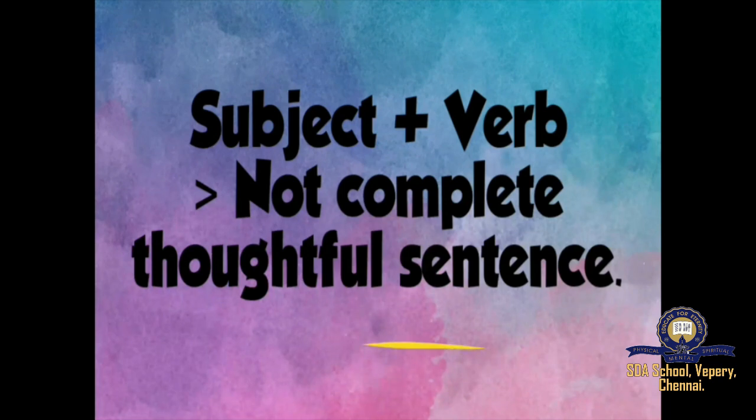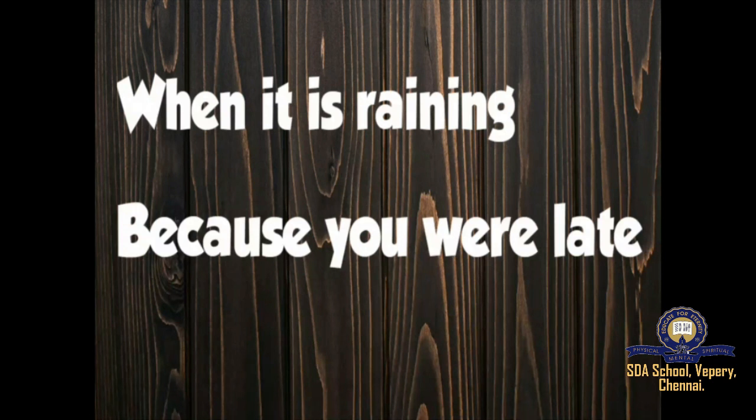Let's see some examples. When it is raining. Because you were late. In the first sentence we have the subject when and the predicate it is raining. Likewise, in the second sentence, because is the subject and you were late is the predicate. So both sentences contain a subject and predicate. But see whether the sentence has a complete thought. When it is raining, does it give any meaning? Likewise, because you were late, does it give any meaning? No. This shows there must be some sentence coming before or after to uphold this sentence. Therefore, these types of sentences without a complete thought are called dependent clauses.